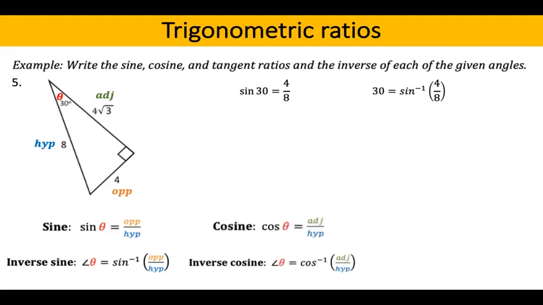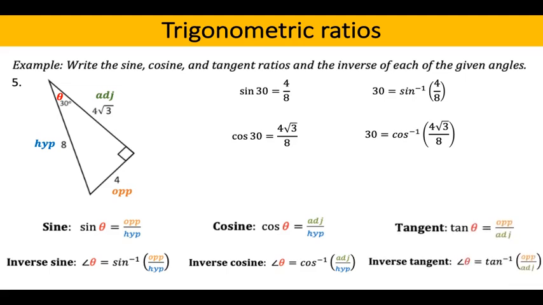Let's do cosine now. CAH, so we need adjacent and hypotenuse. So cosine of 30, the adjacent side is 4 square root of 3, over our hypotenuse, which is 8. And of course, do the inverse. So we have 30 equals inverse cosine of that same ratio, 4 square root of 3 over 8.